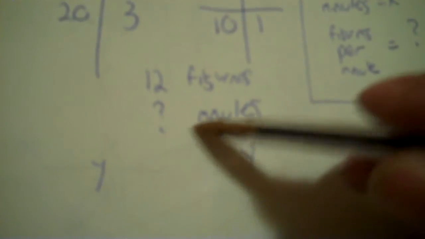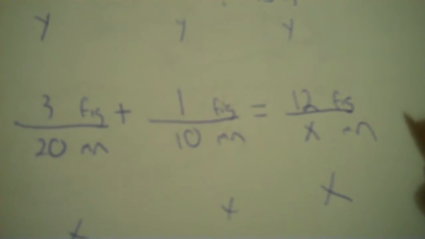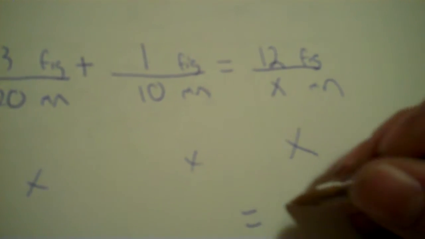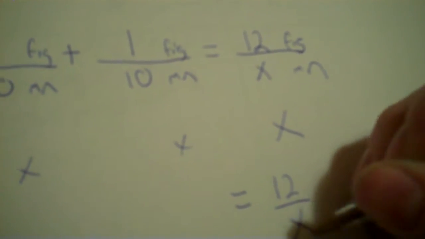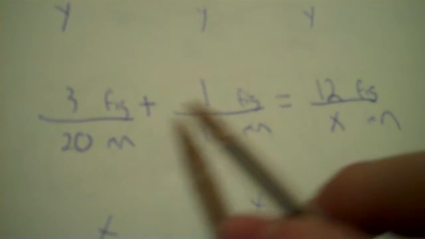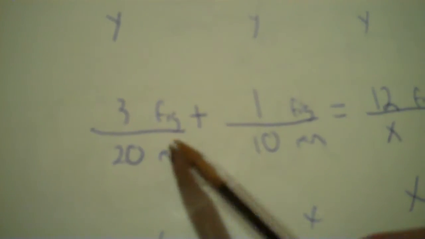So first table, 3 figurines in 20 minutes. On the other table, 1 figurine, 10 minutes. Now 12 figurines, and I don't know the minutes, so I put X or some letter. Now to solve this, you need to drop down 12 over X. Now you need to combine that into one ratio. So 3/20 plus 1/10. It's like adding fractions.